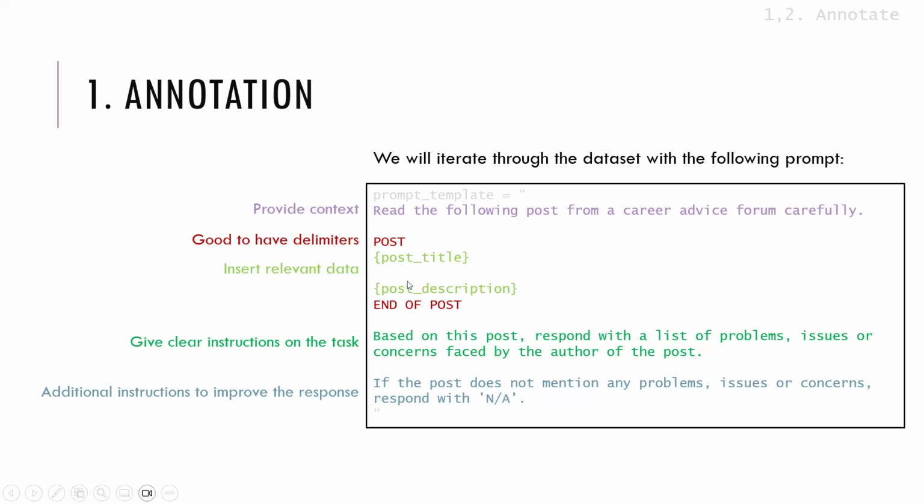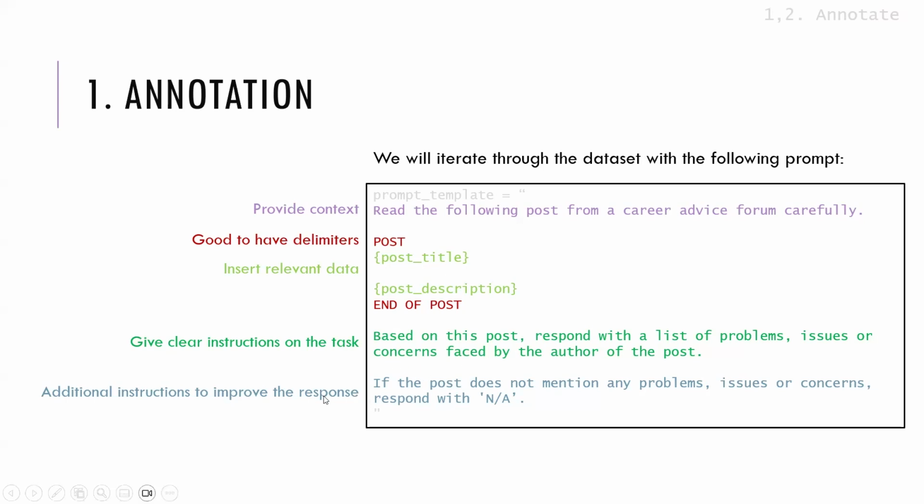Okay. After you do that, you can give instructions on the task. The LLM doesn't know what you want to do with the post. So you can tell it, based on this post, respond with a list of, in this case, problems, issues, or concerns. If you're interested in something else, then say that instead. What are the emotions? Or how old do you think this person is, for example. So give the instructions.